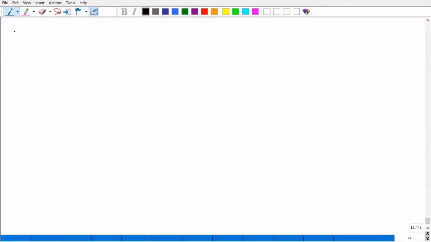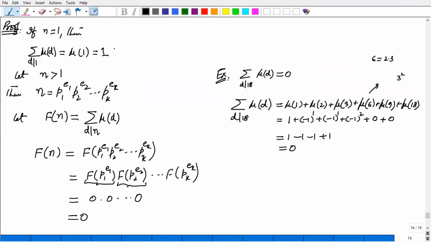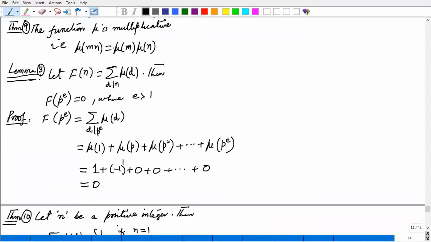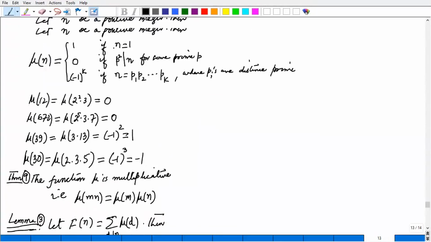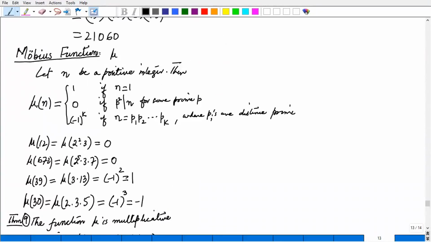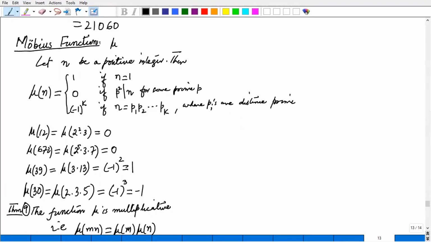In last class, we discussed the Mobius function. We discussed the definition of the Mobius function. The Mobius function is 1 when n is equal to 1, and 0 when n is divisible by the square of any prime, and minus 1 to the power k if n can be written as a product of distinct primes, where k is the number of prime factors.